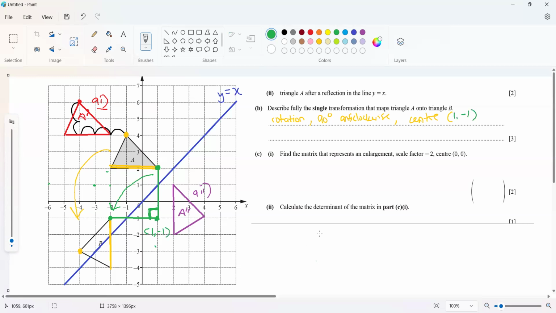And then as for question C, we are not going to look at the question, because question C is not part of the syllabus anymore. We no longer do matrices in this question. So we move on to question number 4.